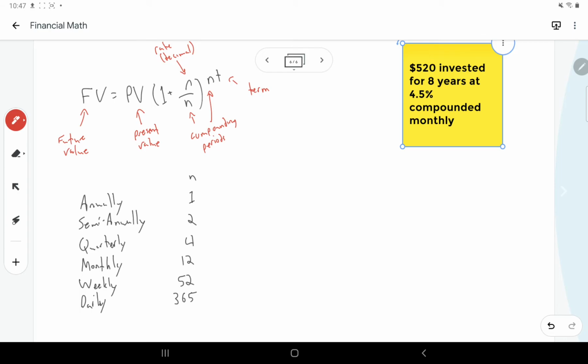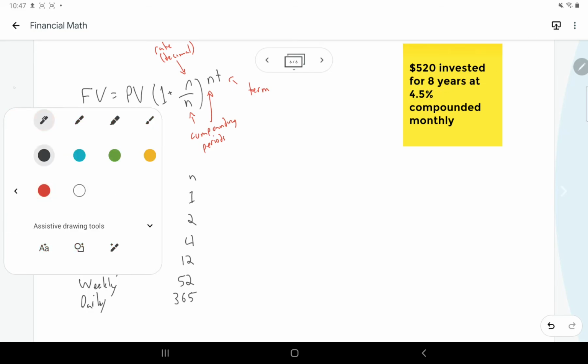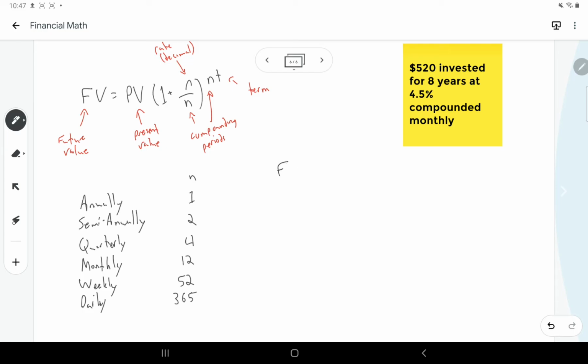Okay? So let's take a look at an example so that we can practice. Let's take a look at this one here. $520 invested for 8 years at 4.5% compounded monthly. So let's set up our equation. The future value is what we're trying to find, equals our present value times 1 plus r over n to the power of nt. Now we can start filling things in. Future value we don't know, present value we do, $520.